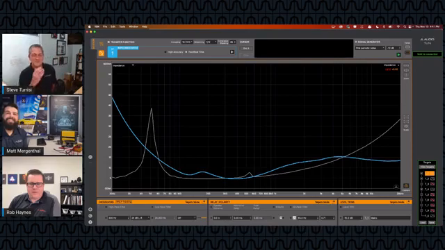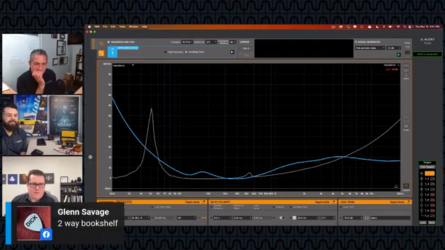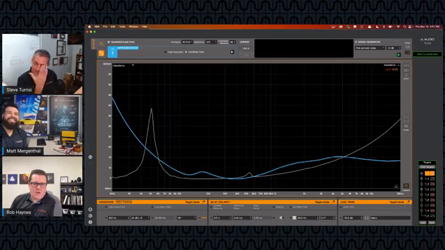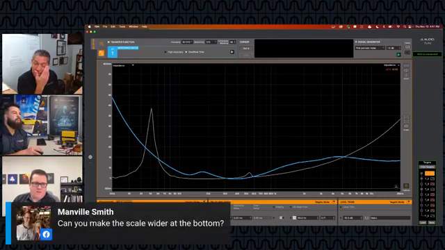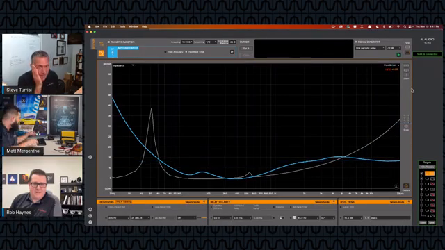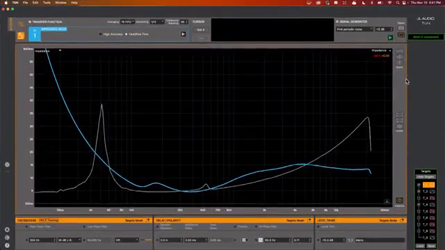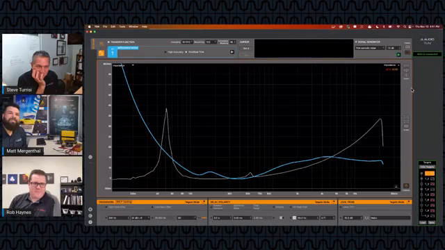All right. So we have a two-way bookshelf speaker from Glenn. Brian says a Aura bass shaker. Interesting. Manville wants to know if you can make the scale wider at the bottom. We're at 20 to 20K, but we can go like that. Some of these comments in the chat. So we're looking at the blue trace, right? Yep.